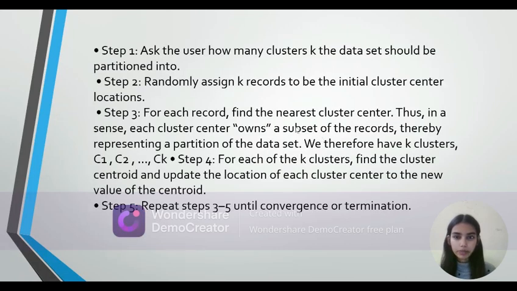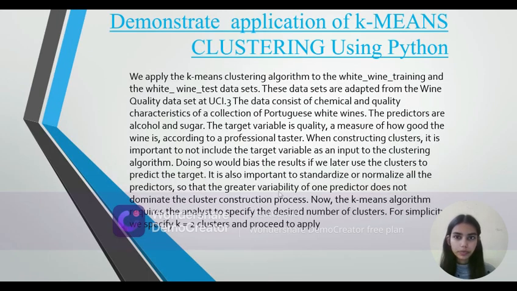And these are the steps of the algorithm. Ask the user how many clusters K the dataset should be partitioned into. Randomly assign K records to the initial cluster center locations. Third step is for each record, find the nearest cluster center. Thus, in a sense, each cluster center owns a subset of the records, thereby representing a partition of the dataset. And fifth step, we repeat steps 3 and 4 until convergence or termination.